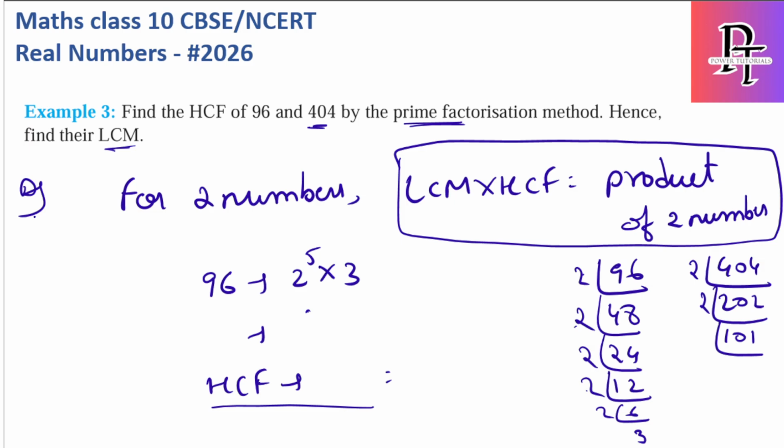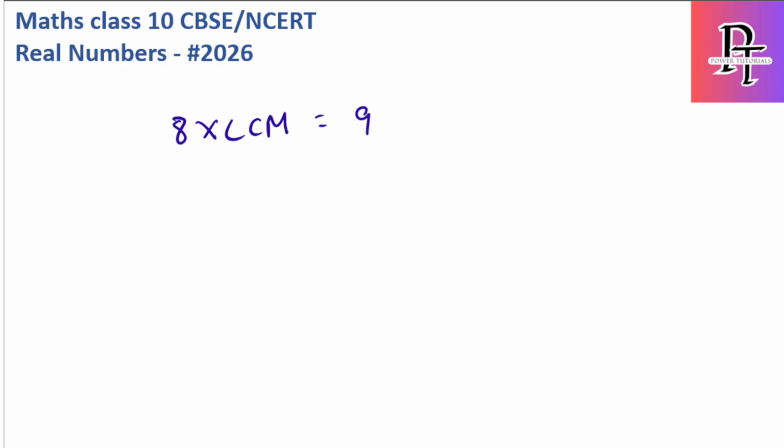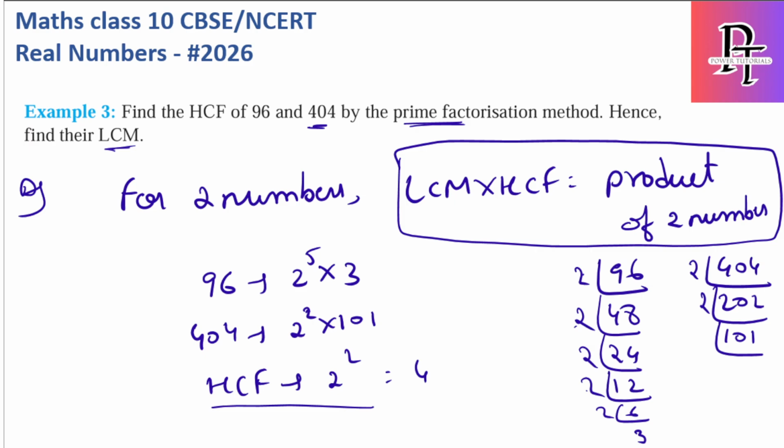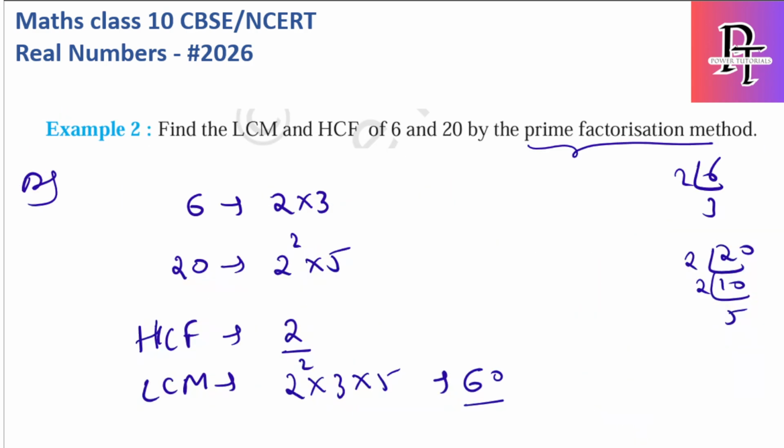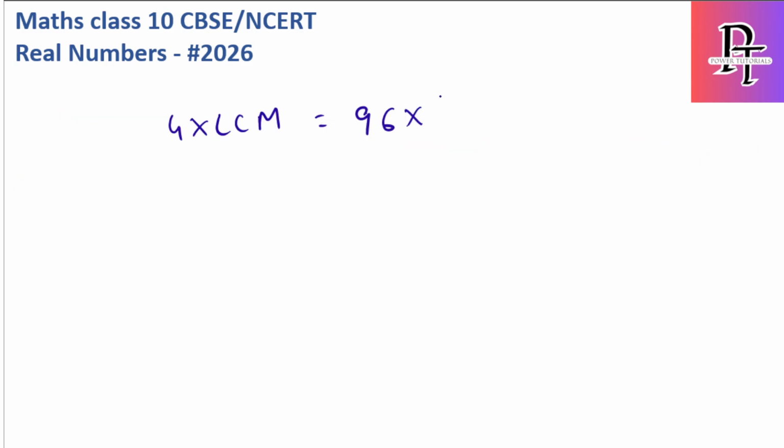So simply I can say 404 is 2 square into 101. Hence HCF now becomes 2 square, which is 4. Okay, now it becomes 96 into 404. 4 into LCM is equal to 96 into 404.